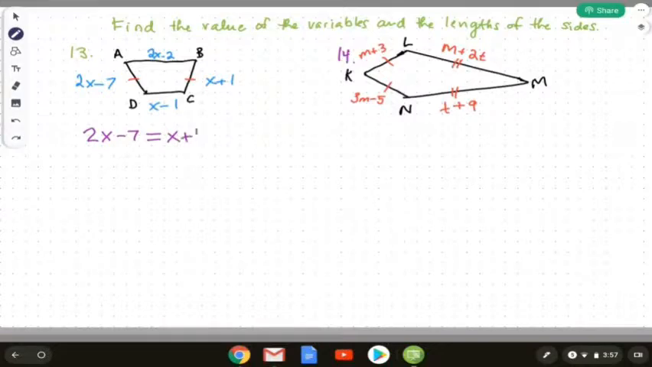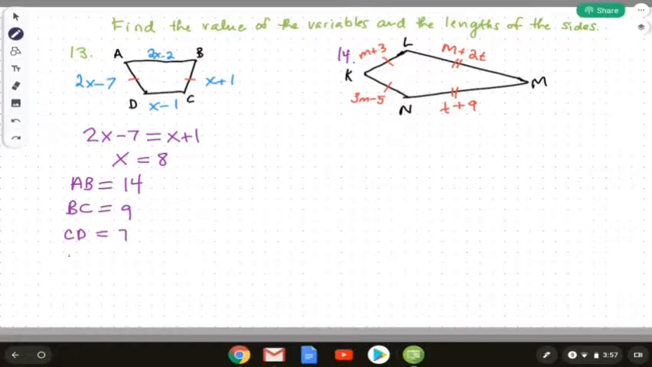We don't know anything about how the lengths of AB and CD compare to each other. We only can do the two legs that are marked as congruent. So that's going to give me x equals 8. And then I can find the lengths of the sides by just plugging that back in. So for AB, it's going to be 2 times 8 is 16, minus 2 is 14. For BC, it will be 9. For CD, it's going to be 7.